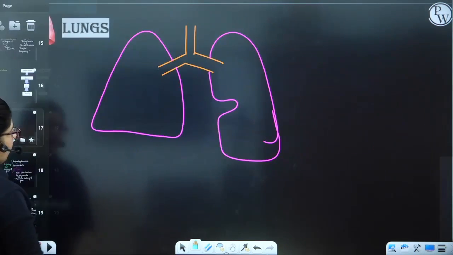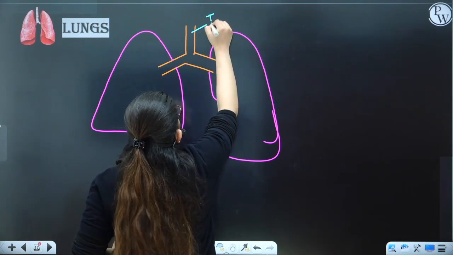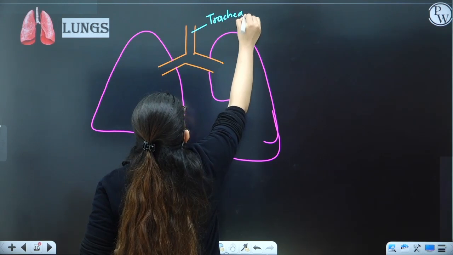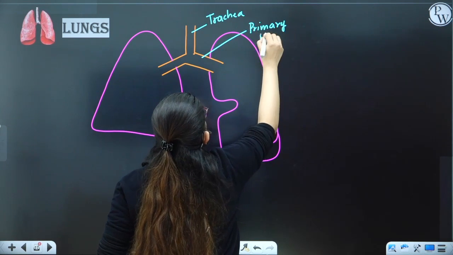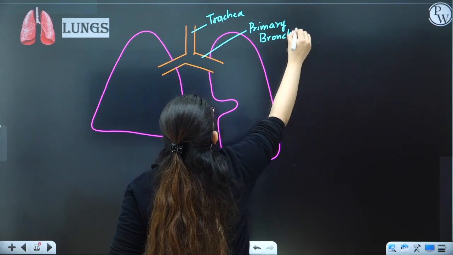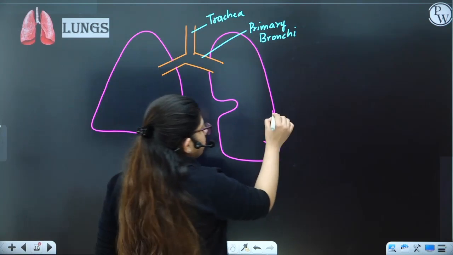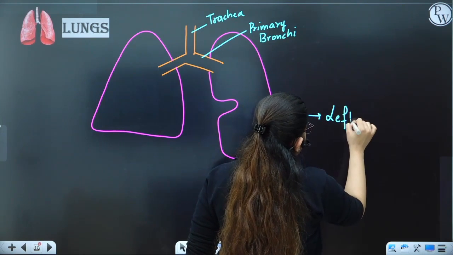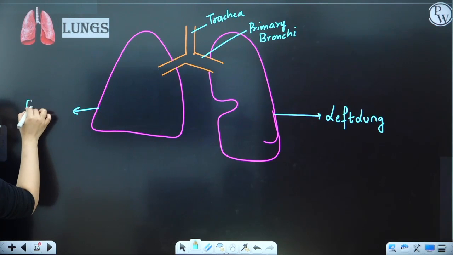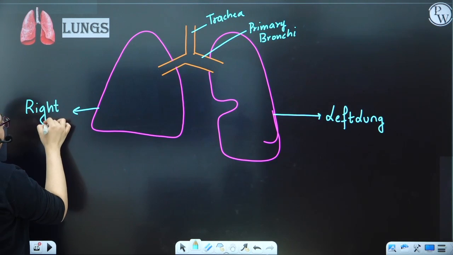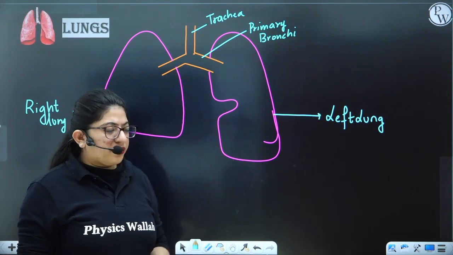Here. So this is the lung. This is how it looks like. This is trachea. Trachea opens into primary bronchi. What does it open into? Primary bronchi. Primary bronchi enter into lung. This one is your left lung. And this one is your right lung. If you can see, the right lung is broader, left lung is thinner but longer, right?